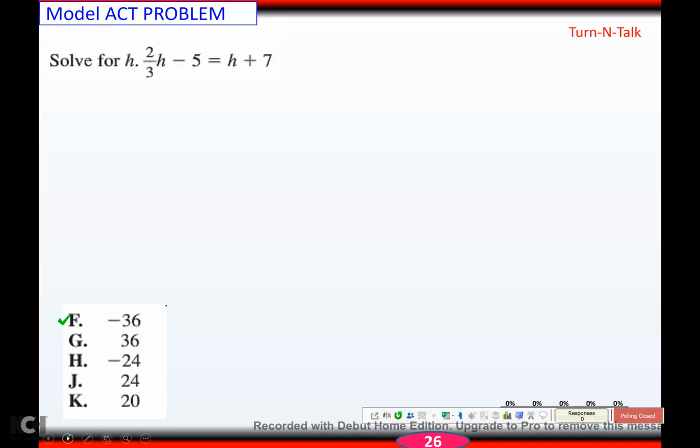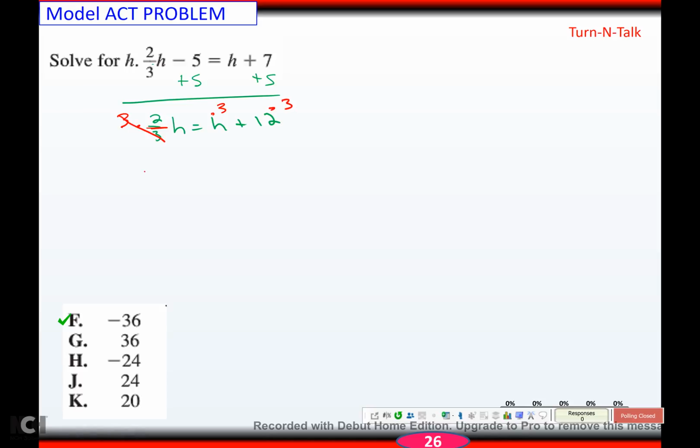Hopefully you got negative 36. Alright, I've got h's on both sides and I've got numbers on both sides. I should get my letters together first, but I'm going to go ahead and move my constants together. So I'm going to add 5. I get 2/3 h equals h plus 12. Now, the problem is you're going to want to subtract 1h from both sides, and you hate fractions so much. So what you can do is undo that dividing right now. To undo dividing by 3, I would multiply by 3. The only rule is I have to do it to every term on both sides.